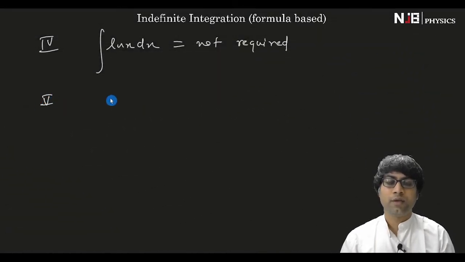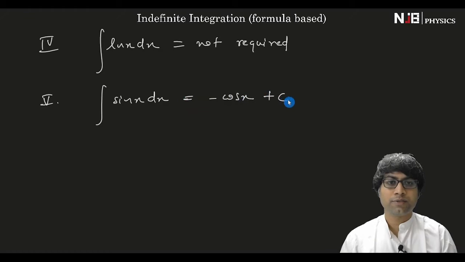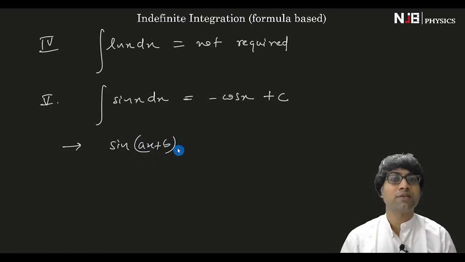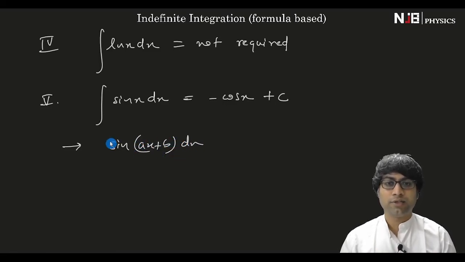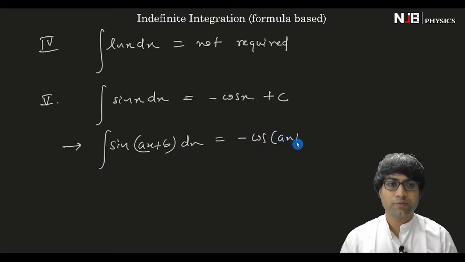Fifth, what is the integration of sine x dx? Well, it is going to be equal to minus of cos x plus c. Again, we have a special case in this. If it is sine of ax plus b, which is a linear expression in x, then its integration is going to be equal to minus of cos of ax plus b divided by the coefficient of x, which is a, plus c.